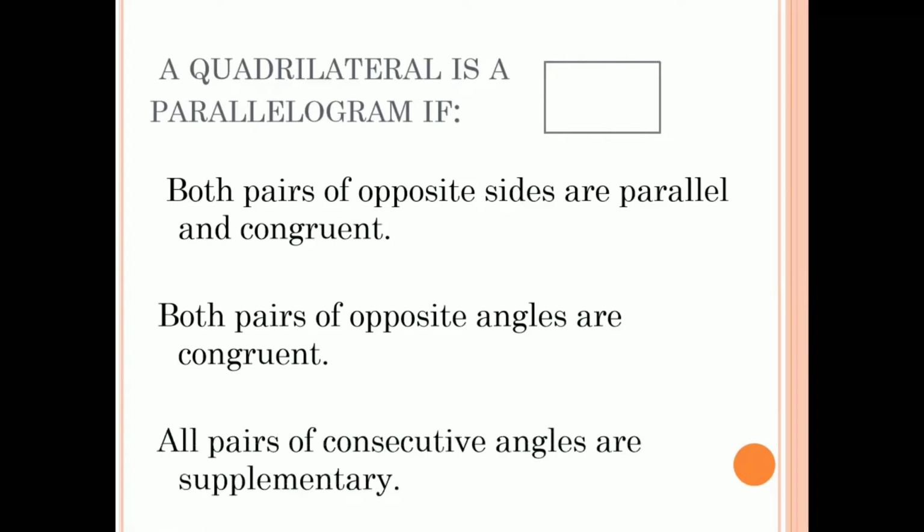Then all pairs of consecutive angles are supplementary. Let us recall what supplementary is. Supplementary is when the sum of two angles is equal to 180 degrees. So when two consecutive angles have a sum of 180 degrees, they are supplementary. So all pairs of consecutive angles in a parallelogram are supplementary.